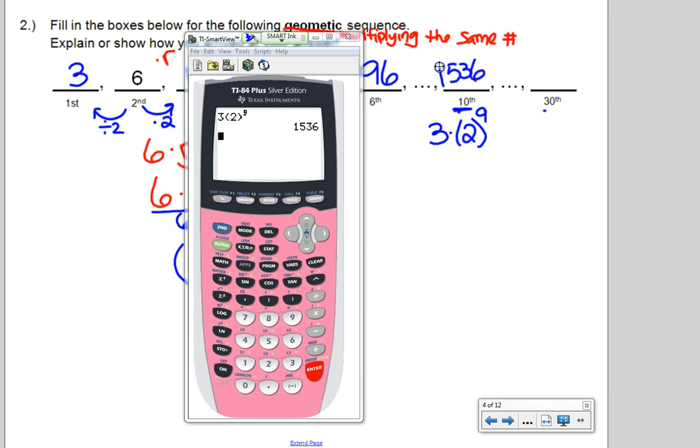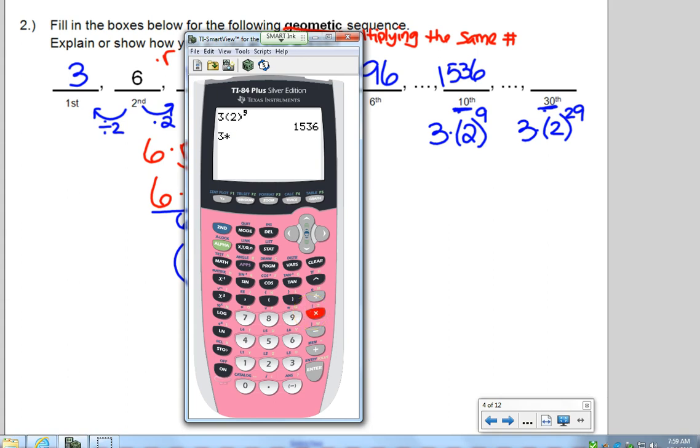1,536. And then to get to the 30th term, this will be a rather big number. We start with 3. We know we multiply 2. And we know to get to the 30th, we'll need 29 2's being multiplied. Yep, really big.